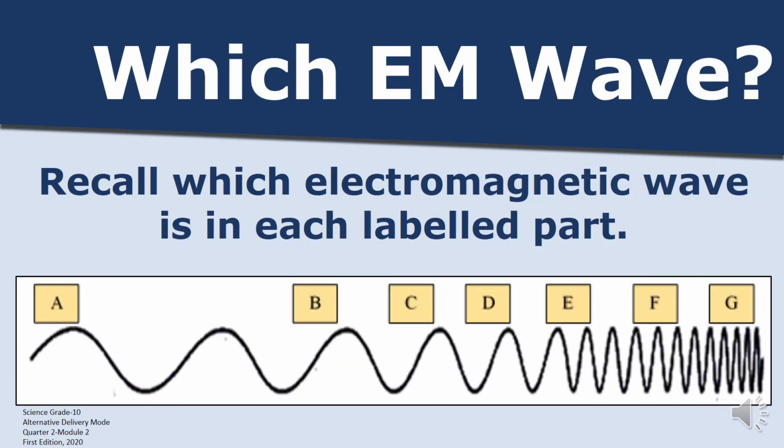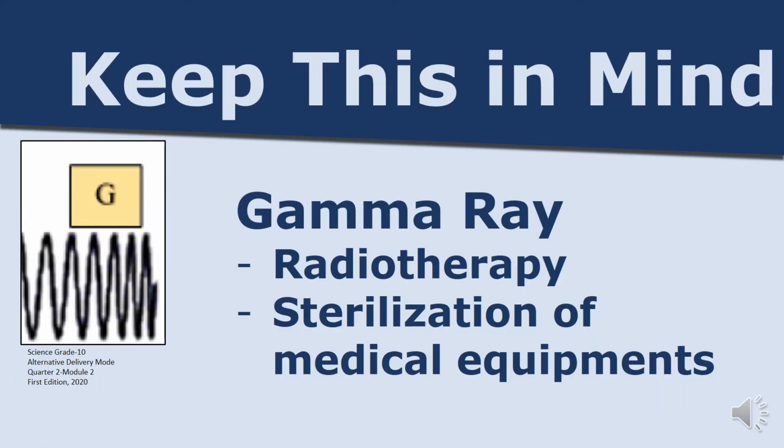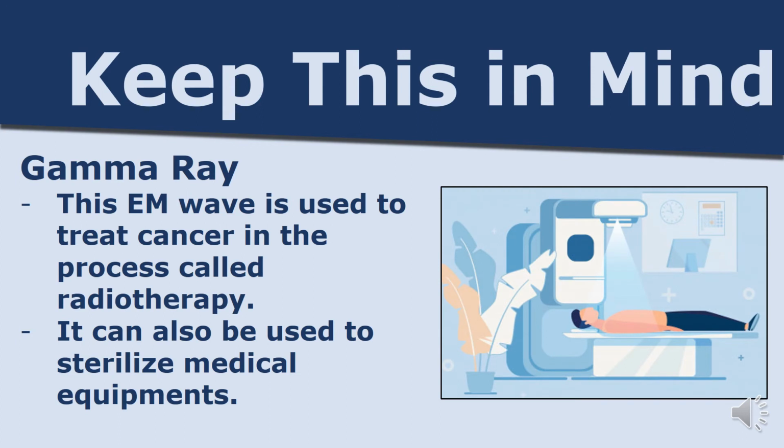Lastly, what's in G? Okay, it's gamma ray. It's used in radiotherapy, sterilization of medical equipments. This electromagnetic wave is used to treat cancer in the process called radiotherapy. It can also be used to sterilize medical equipments. Gamma ray has the highest energy among the other electromagnetic waves, and thus it can kill bacteria and microorganisms.